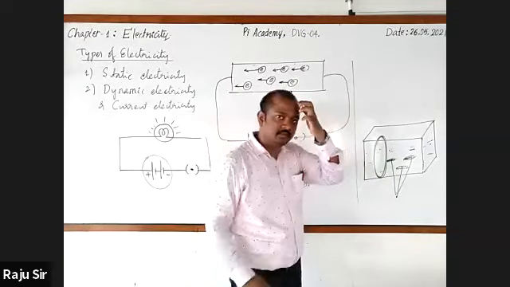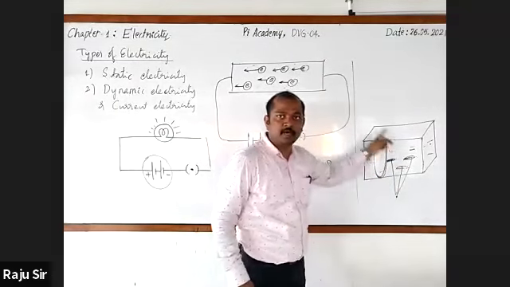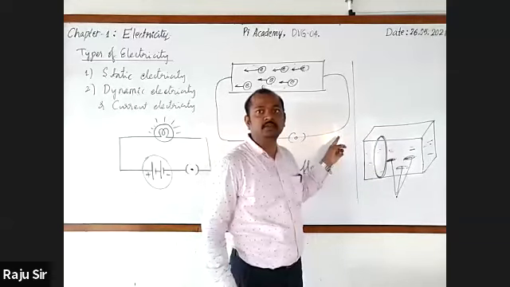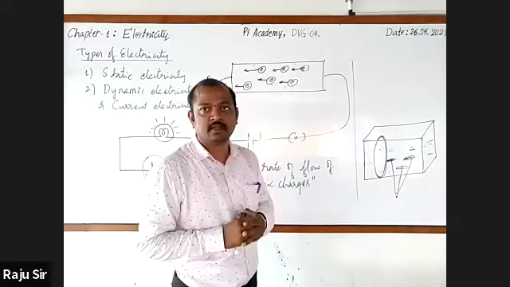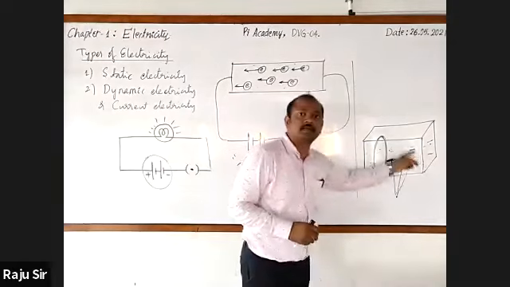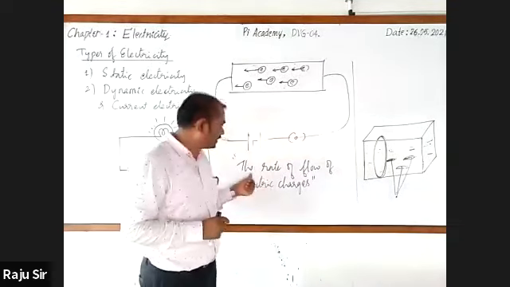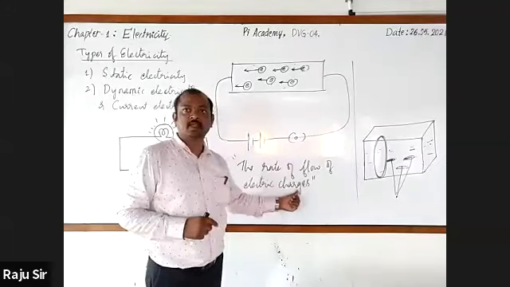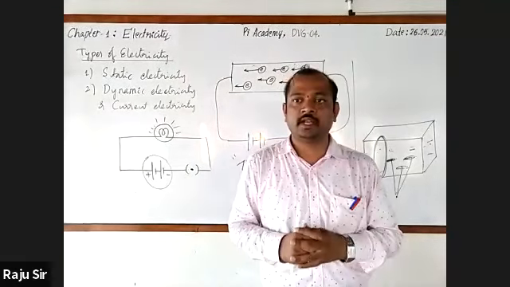Please observe it. The number of fishes passing through the ring in unit time is known as the rate of flow of fishes. When it is applied to charged particles, the number of charged particles passing through any cross section of the conductor in unit time is known as the rate of flow of electric charges. And this rate of flow of electric charges is known as electric current.